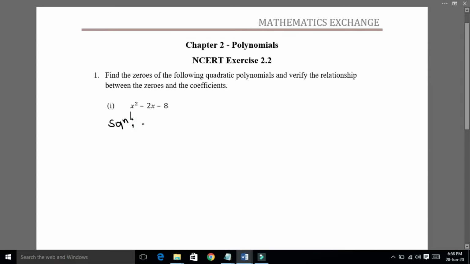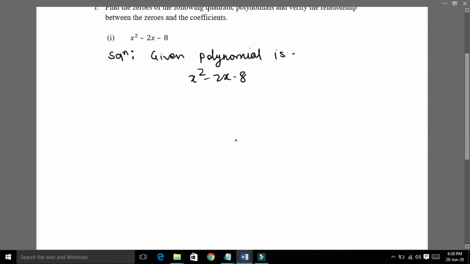So first thing, we find the zeros of the above polynomial. So given polynomial is x square minus 2x minus 8. Now to find the zeros, we have to factorize the given polynomial. So we factorize this by using splitting the middle term.